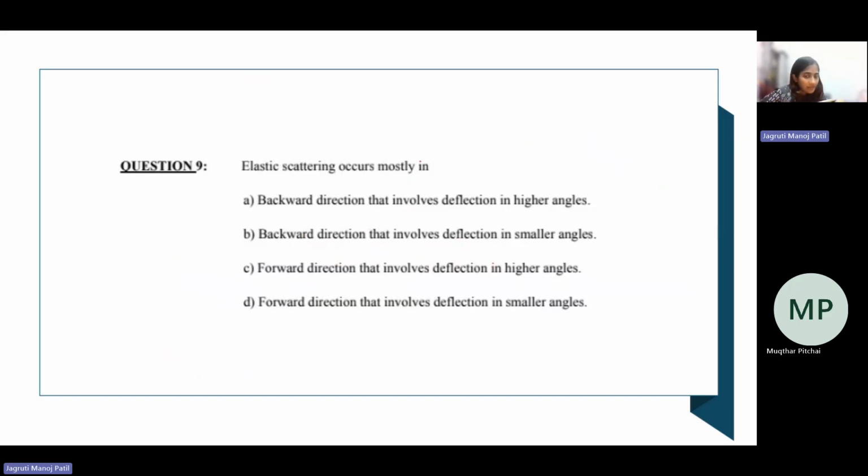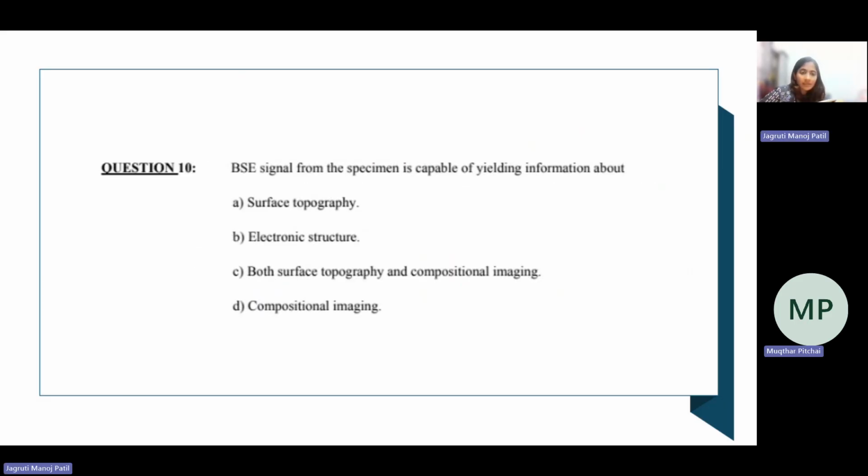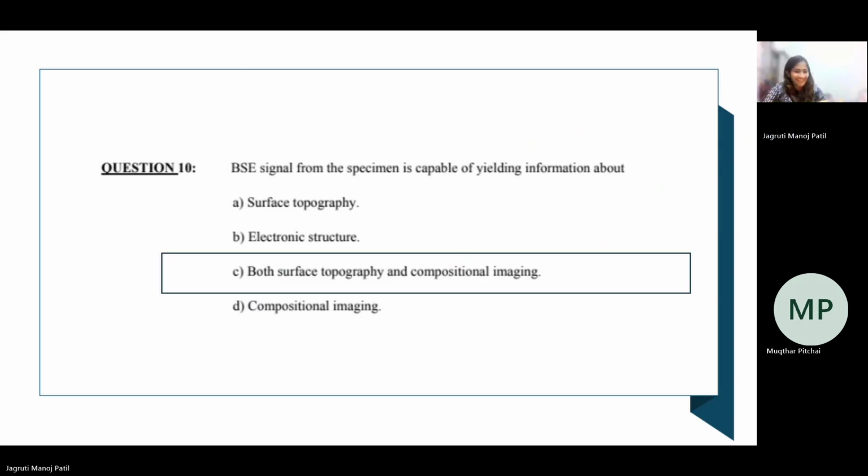Elastic scattering occurs mostly in forward and inverse reflection at smaller angles. Backscattered signal from the specimen is capable of yielding information about what? The surface topology, electron structure. Both surface topology and composition imaging? Yes, why composition? Because you can do EDS analysis there. Exactly.